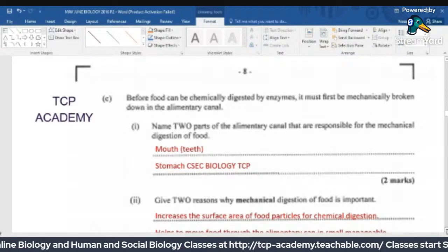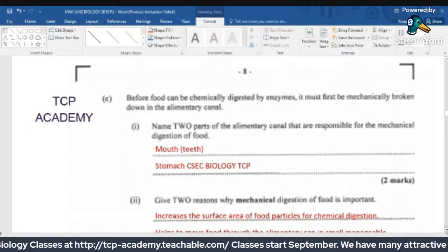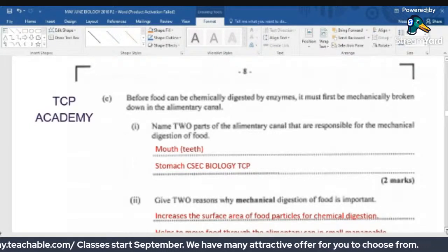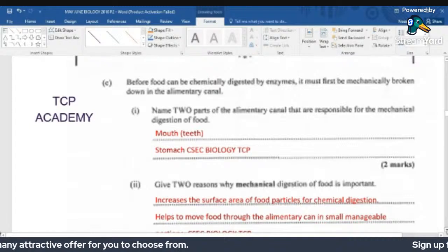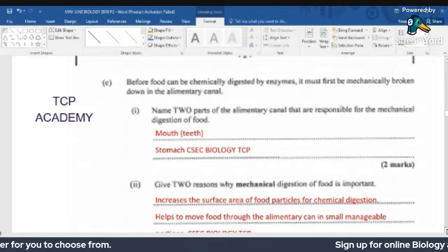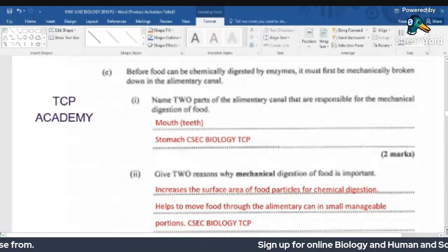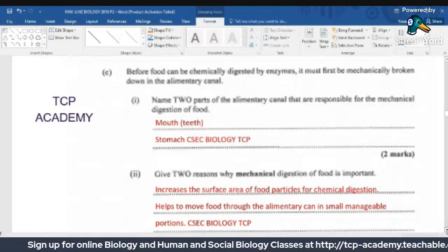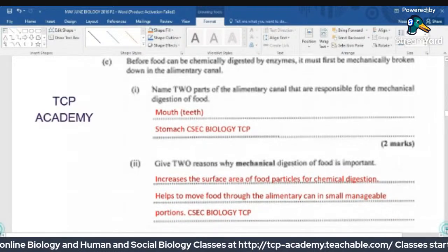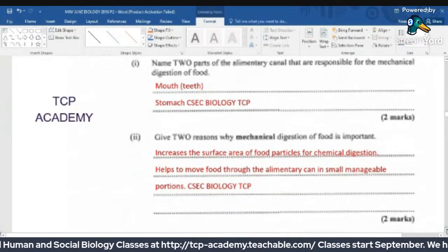of food is important. Now, of course, it increases the surface area for food particles to be chemically digested, or for chemical digestion. Another thing is that it helps to move food through the alimentary canal in a small, manageable portion. You really just can't take a dumpling if you were in Jamaica and just swallow that dumpling. You need to get it into smaller parts so that it can move through the alimentary canal with great ease.